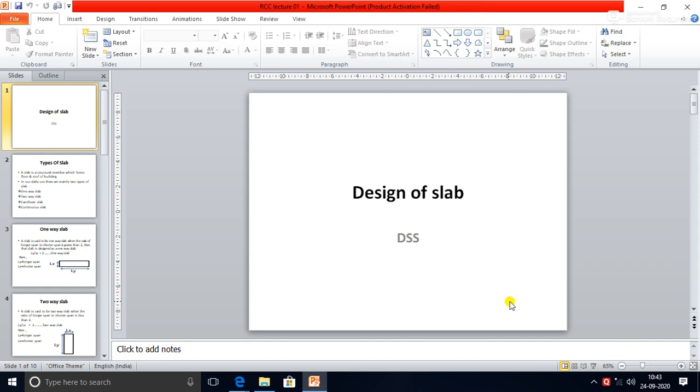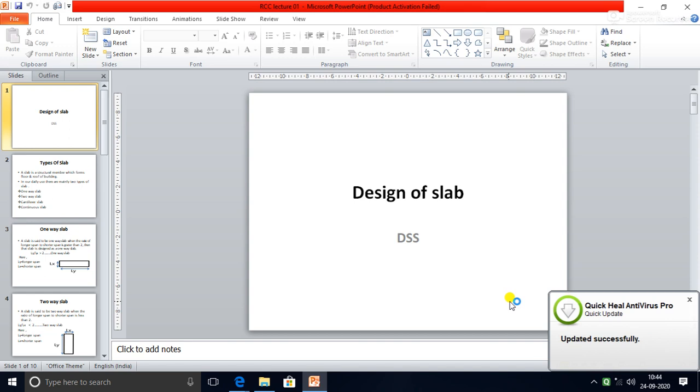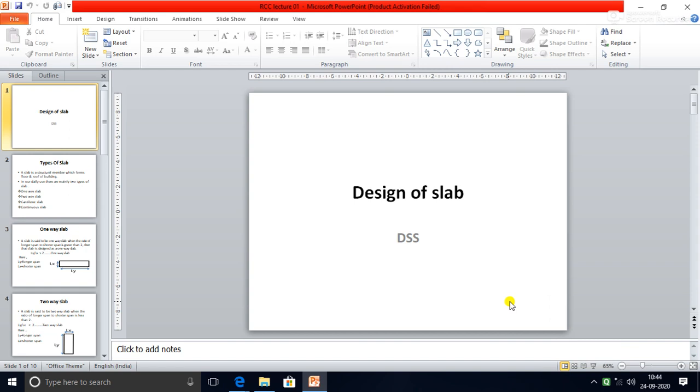An RCC structure has slab, beam, column and footing, while a load bearing structure has a slab which is directly resting on a wall. That is, the total load is transferred through the wall to the foundation, while in RCC structures the transfer of load is from slab to beam, beam to column and column to footing.